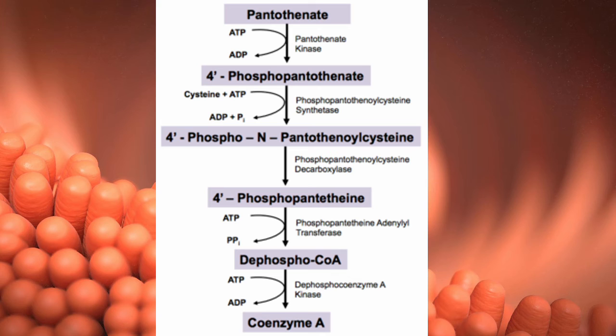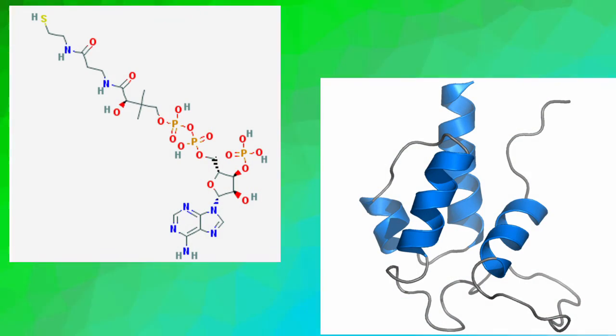Pantothenic acid is built back up to coenzyme A by a 5-step process. I won't explain it, but that's the process. See for yourself. So, we are back where we started, but now we can utilize these molecules.